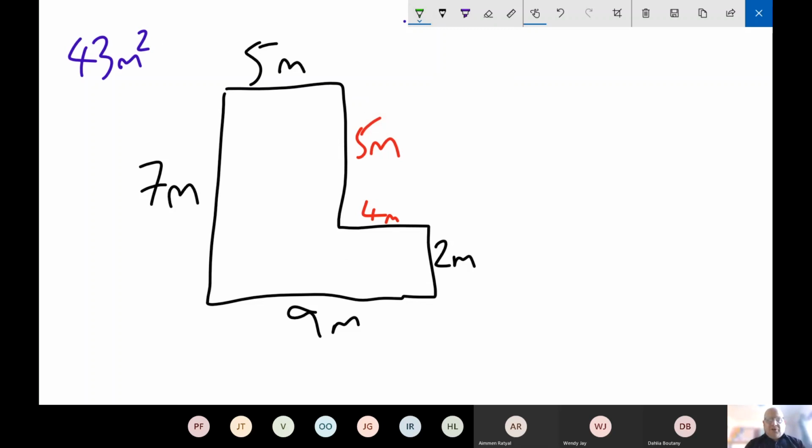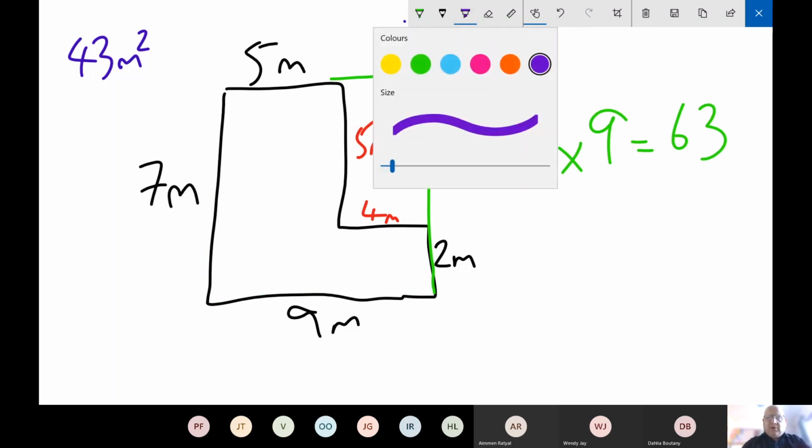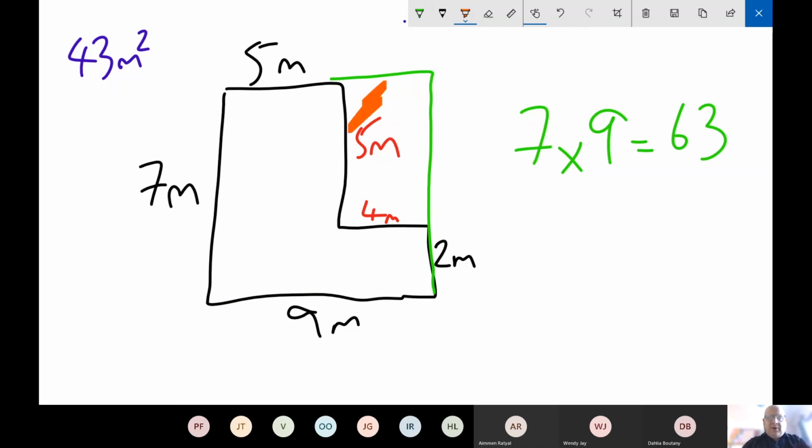So let's go for a green. And what I'm going to do this time, instead of taking them as 2 sections, I'm actually going to extend this. I'm going to make a full square, or full rectangle in this case, for the whole shape. To work out the area of the whole thing, including that green section, we know one side is 7 and one side is 9. So 7 times 9 equals 63. But we don't actually want, let's go to orange again, we don't actually want this section here. And we can see that this section is 5 by 4. So in orange, 5 by 4 equals 20.